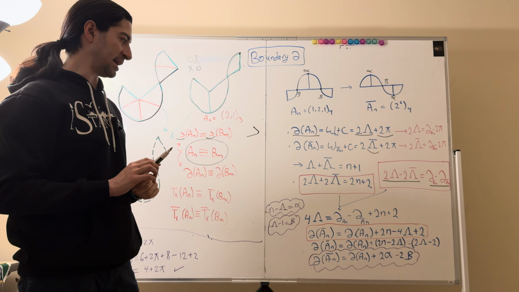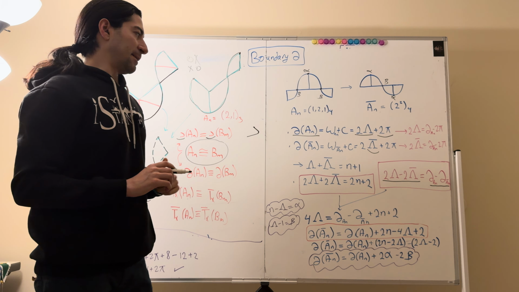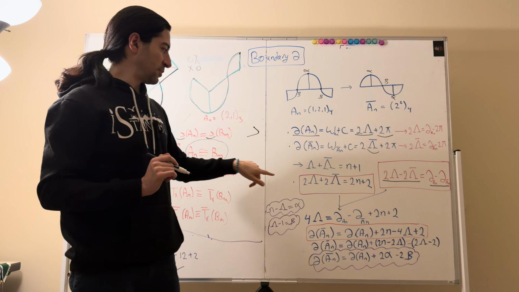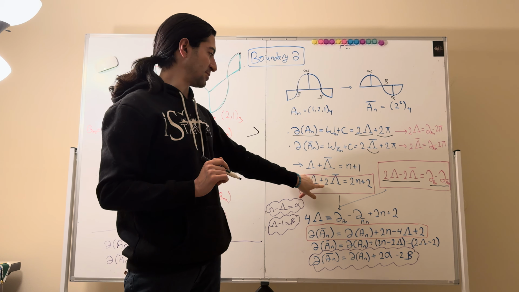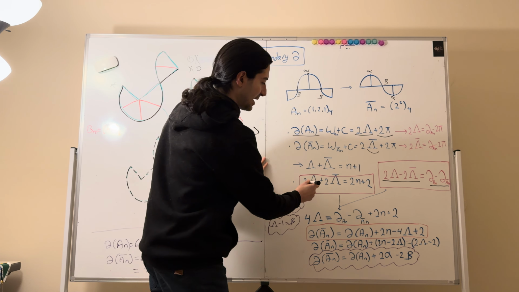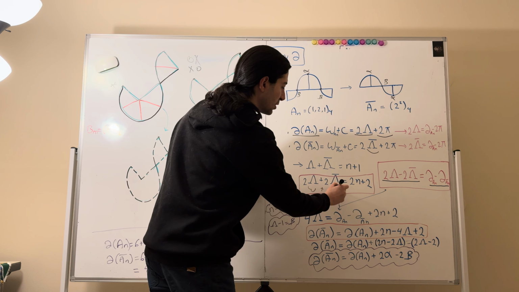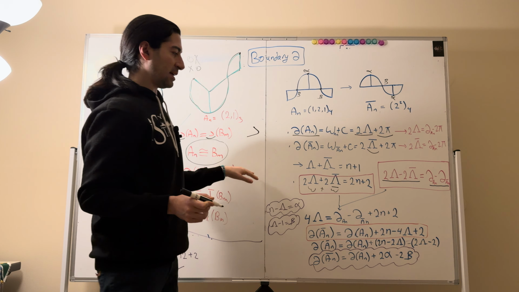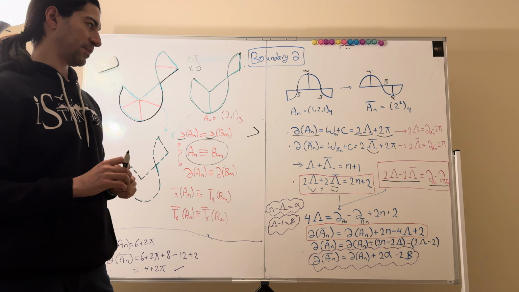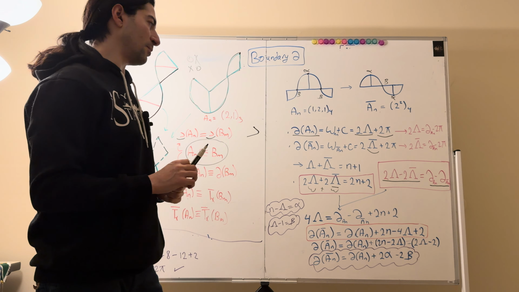So this is just an example to confirm it. Let's multiply this by 2, see what we get. We get 2 lambda plus 2 lambda bar. This is the same as saying 2 lambda, the walk, plus the walk of the conjugate is equal to 2n plus 2. So we have these two equations now. We're going to combine them together.